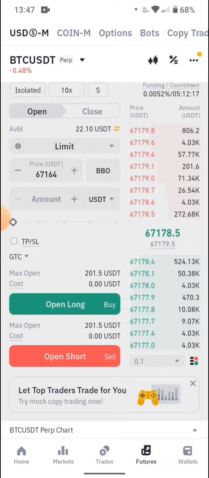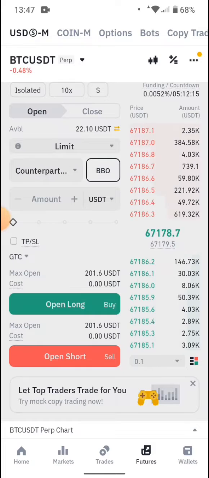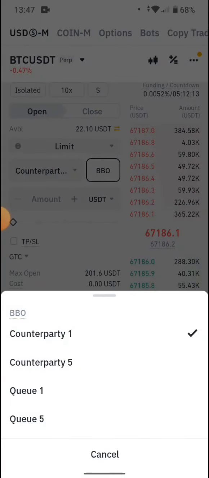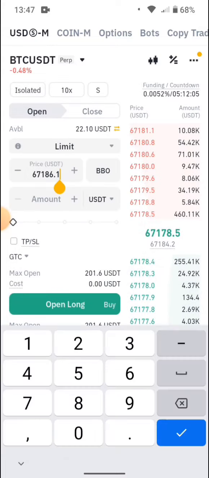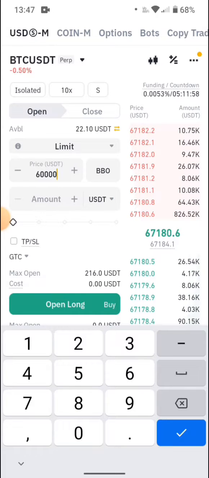Currently, the price of Bitcoin is, let's look at this, 67,180. So probably you want to buy low and sell high. So let's say you want to buy Bitcoin at 60,000. Okay, you want to buy Bitcoin at 60,000.